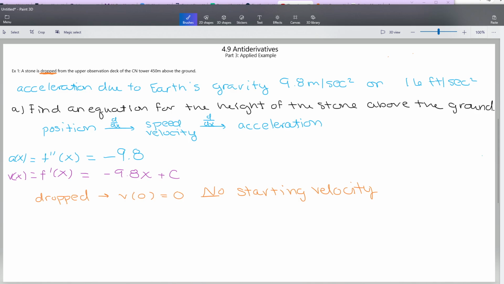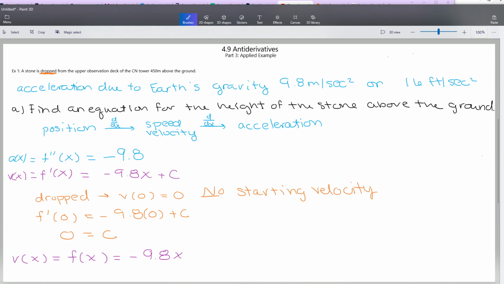So we would have that f prime of 0 is minus 9.8 times 0 plus c, and we know that this should be 0. So our c value is 0. This tells us that our velocity function, which is our first derivative, is minus 9.8x, and then we don't need to put plus 0.